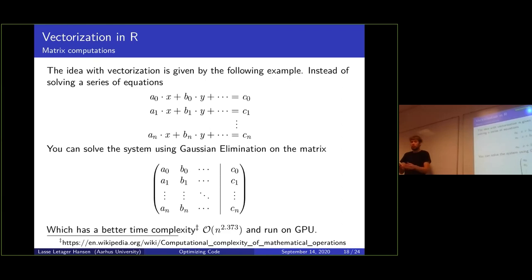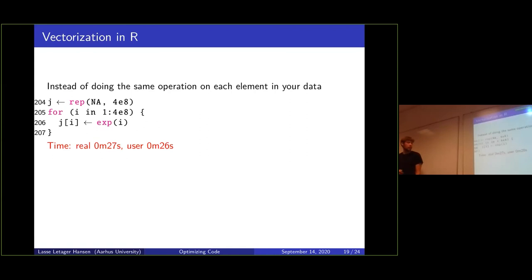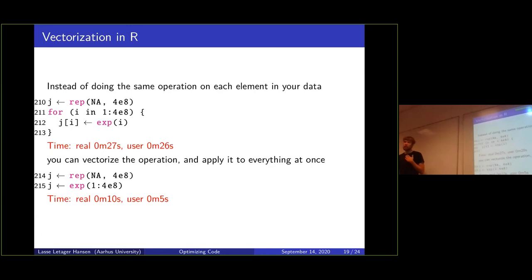An example here: if we want to find the exponent of the first many numbers, we can do it like this, or we can use the vectorized version, which does it in one go. So again, there's the difference between 27 seconds and 10 seconds.